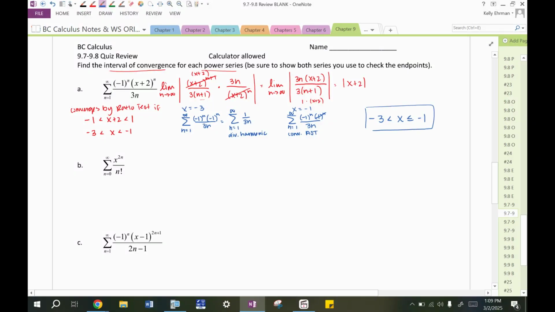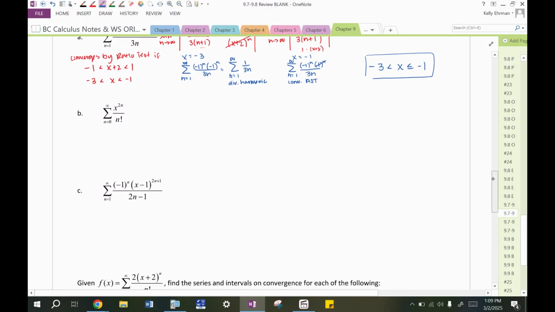Remember, what this means is whatever f of x this matches up to, f of x matches exactly the sum of this infinite power series if we're plugging in numbers between negative 1 and negative 3.